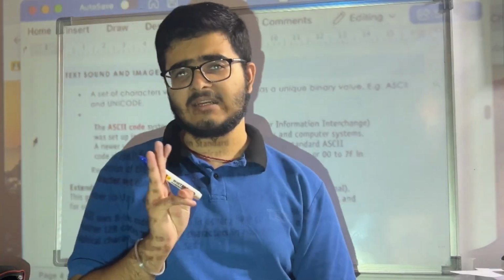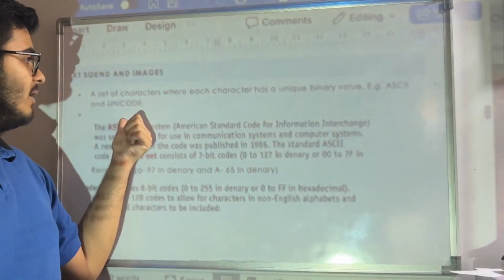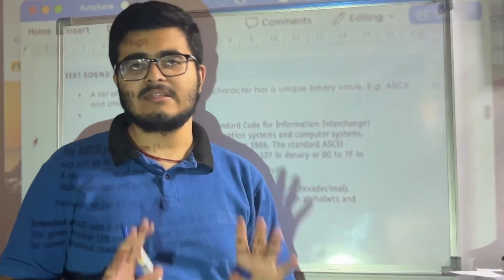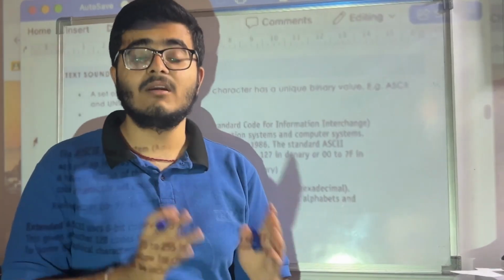And we have 3 types of character set. Majorly we have ASCII and Unicode, but ASCII also has 2 types, which are ASCII and extended ASCII. So this is a character set. This is how we store text in a computer system.